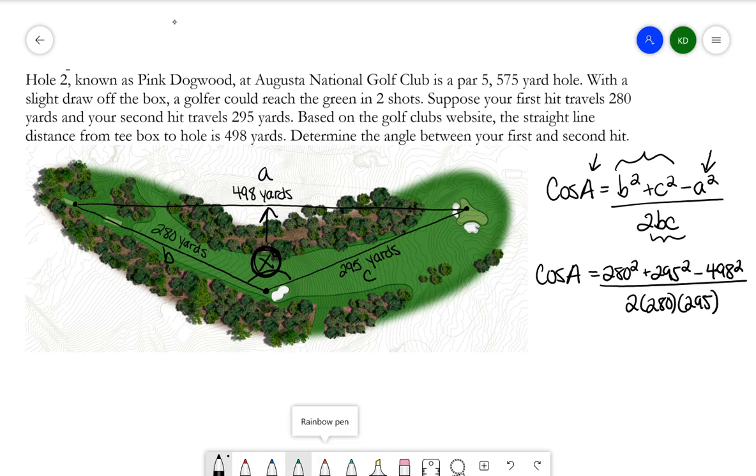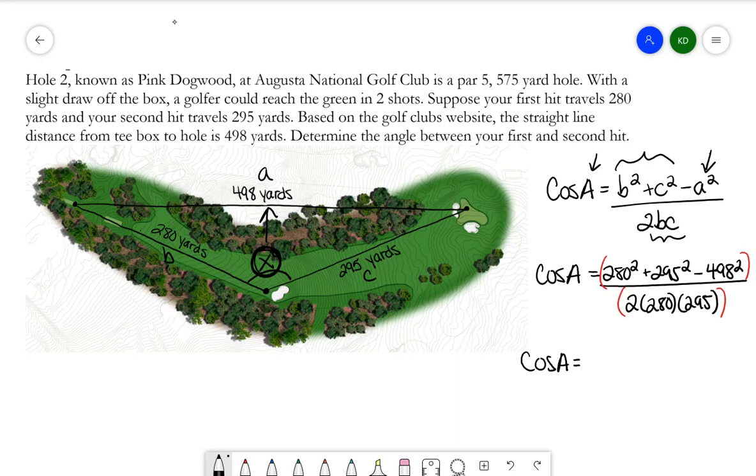Let's go ahead and plug this in our calculators. Please be careful when you do this. Please make sure you put brackets around the entire numerator and the entire denominator if you're going to try to do this all in one step. Otherwise, your calculator will take 498 squared and just subtract off or just divide by the 2. It won't divide by the whole number. So let's go ahead and do that.